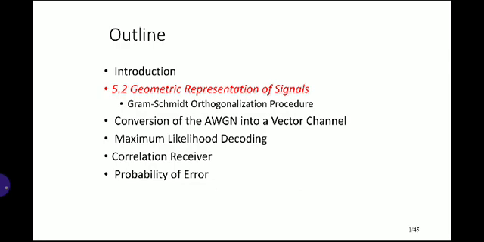a digital communication system. So we'll study about the conversion of an AWGN channel into a vector channel. Then we will study about maximum likelihood decoding or ML decoding, then correlation receiver, and how the probability of error of a communication system is related with all these things. So this is the outline.